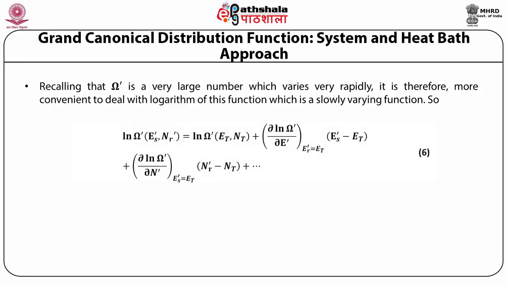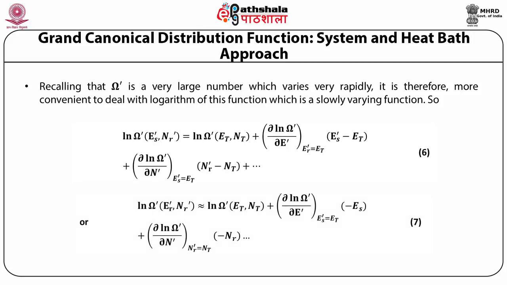So, log of Ω′ as a function of E′S and N′R is equal to log of Ω′ as a function of E total and N total, plus the partial derivative of log of Ω′ with respect to E′ evaluated at E′S = E total multiplied by (E′S − Et), plus the partial derivative of log of Ω′ with respect to N′ evaluated at E′S = Et multiplied by (N′R − Nt), plus so on.